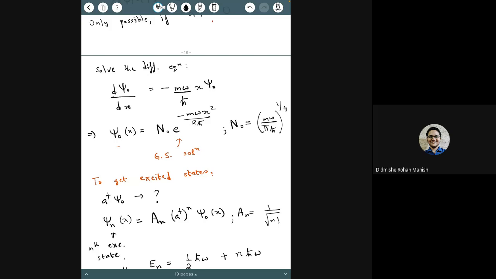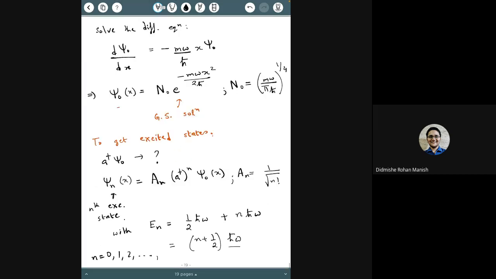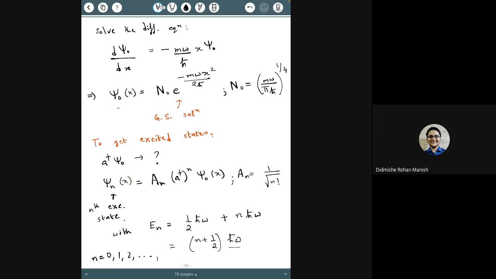The functional form of psi 0 is just like a normal wave function. It's a Gaussian wave function, if you know what that means. It's e to the power minus some constant times x squared. And then when you act the so-called creation or step-up operators, it takes you from the ground state to the first, second, third, etc. excited states.